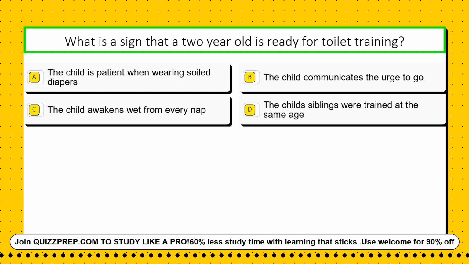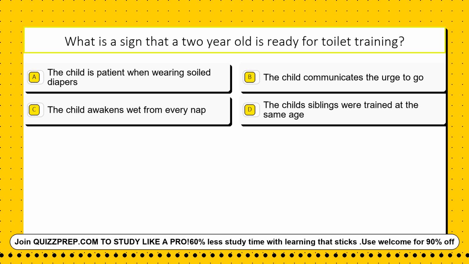Question 112. What is a sign that a 2-year-old is ready for toilet training? Option A. The child is patient when wearing soiled diapers. Option B. The child communicates the urge to go. Option C. The child awakens wet from every nap. Option D. The child's siblings were trained at the same age.